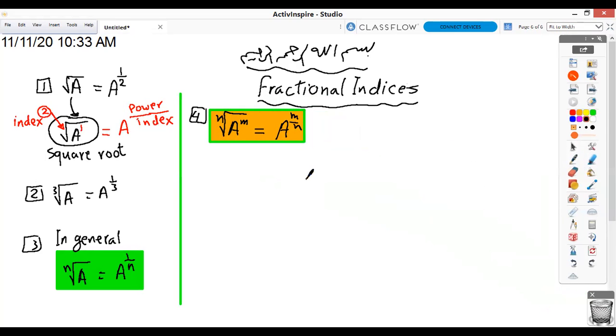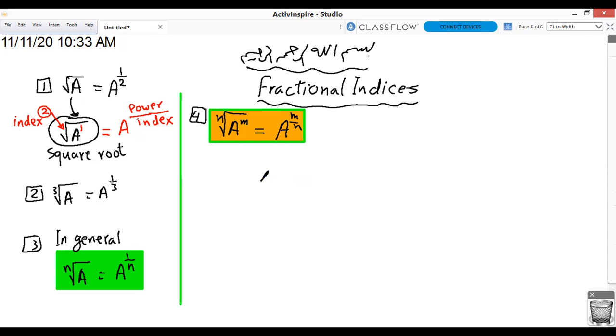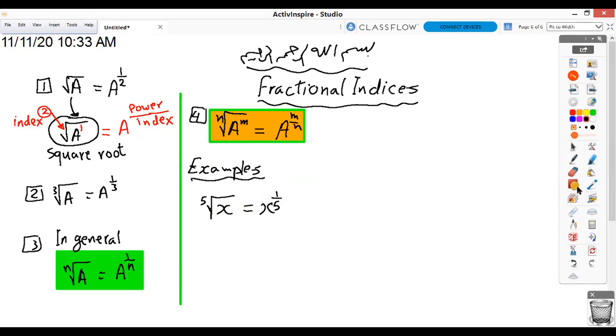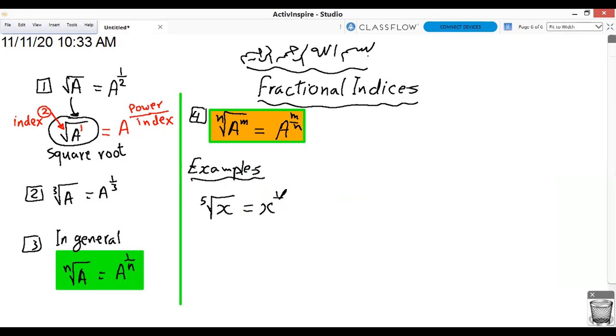Now, if you take any example according to this, it's easy for you. Example: if you write fifth root for x, it will be x power 1 over 5. I need to adjust it. It's not good. 1 over 5. Try to make your power small.